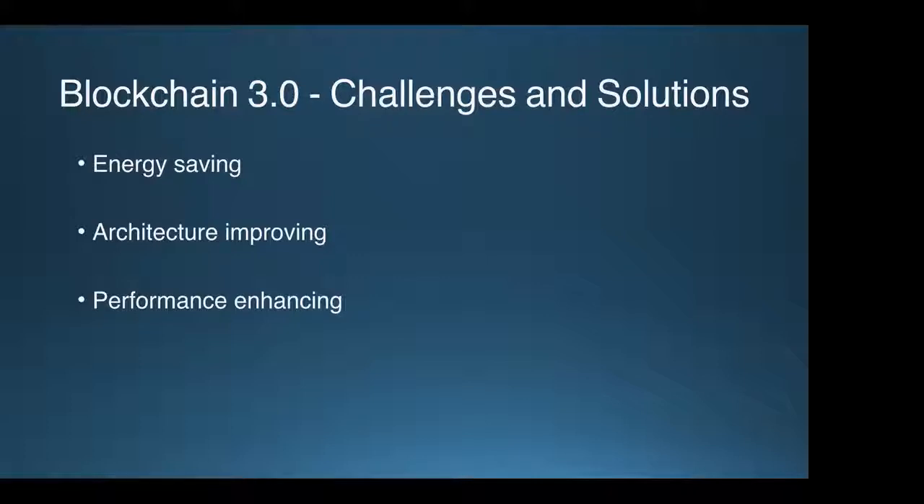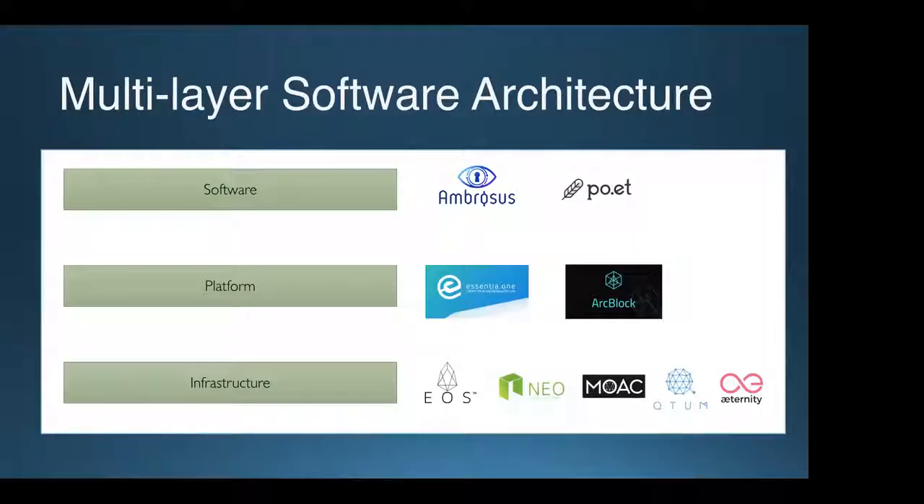Then moving on to the next one, architecture improving. Let's see. I have a slide here to talk about that. Every technology, when it develops from the very foundation moving up, needs to have a more complicated, more layered software architecture. On the left-hand side, you can see that we have infrastructure. On top of that, we have platform, and on top of that, we have software. So thinking about software we're using today, we use Windows and Linux or Mac. Those are operating systems. That is the infrastructure.